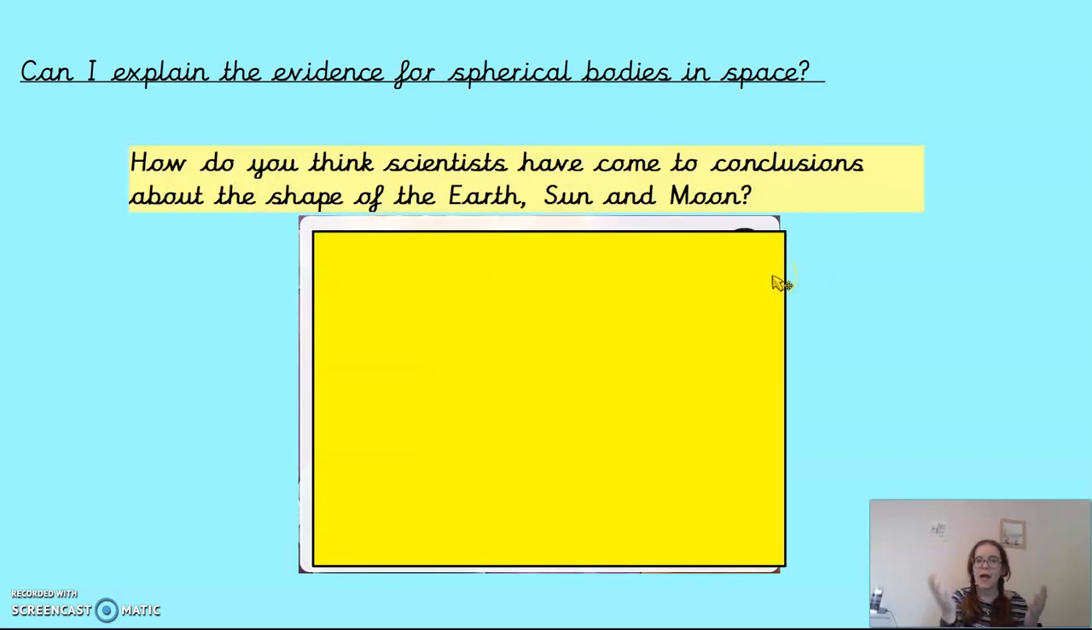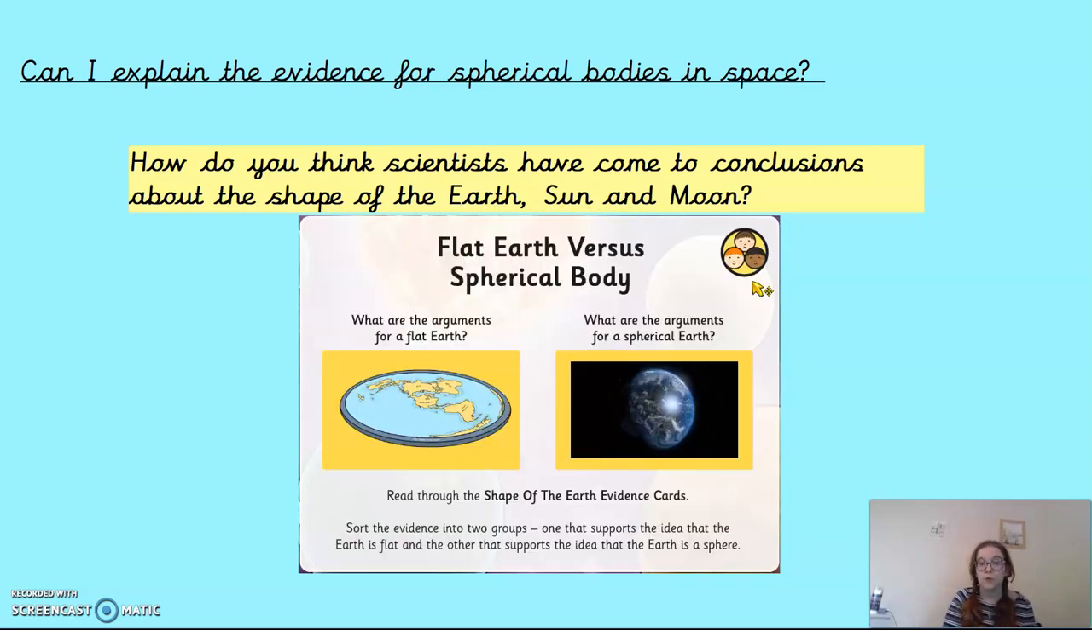Okay, so how do you think scientists have come to conclusions about the shape of the Earth, the Sun, and the Moon? So those are those spherical bodies in our neighbourhood, if you will. How do you think they've decided that the Earth is a sphere, for example? Let's have a look. So, on the website, you have got some evidence cards, the shape of the Earth evidence cards. And they have got loads of information about what people thought the shape of the Earth was, both today and in history, throughout history.